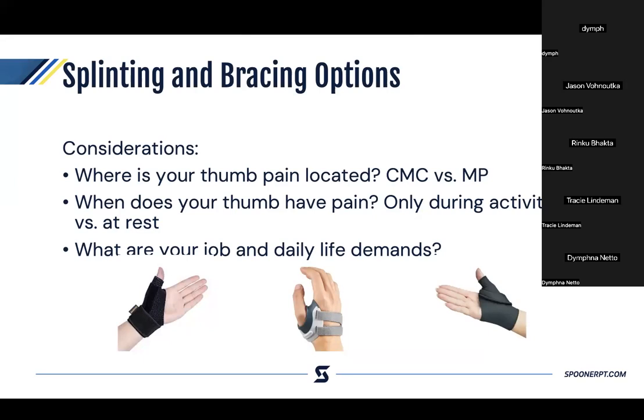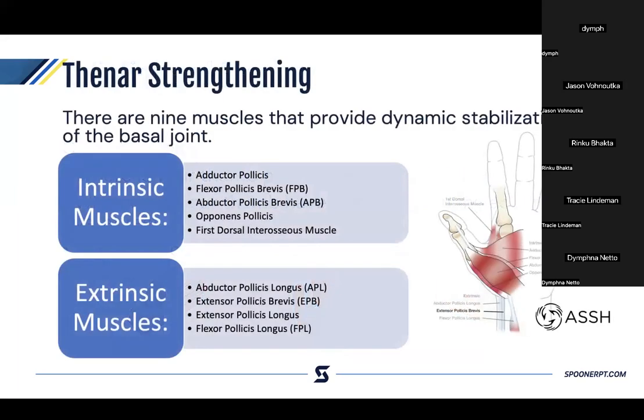So now we're going to talk about thenar strengthening, which is strengthening those muscles in your thumb. There are 9 muscles that provide dynamic stabilization of the basal joint. They're all listed here. I'm not going to dive into the specificity of each individual muscle, but what I want you to gather from this slide is that there are a lot of moving parts in your thumb and a lot of muscles that are coming into play to work to protect that joint.